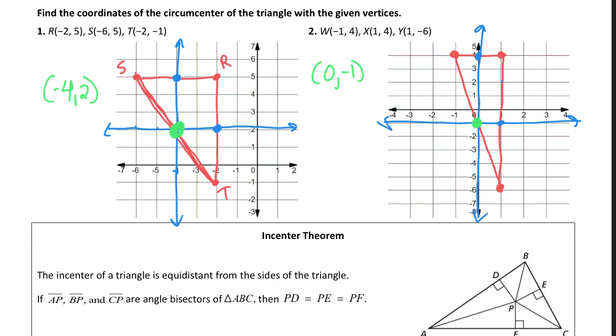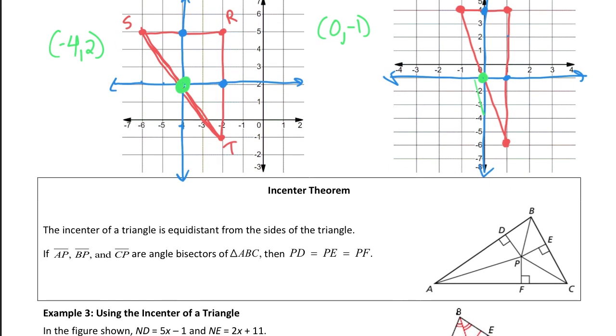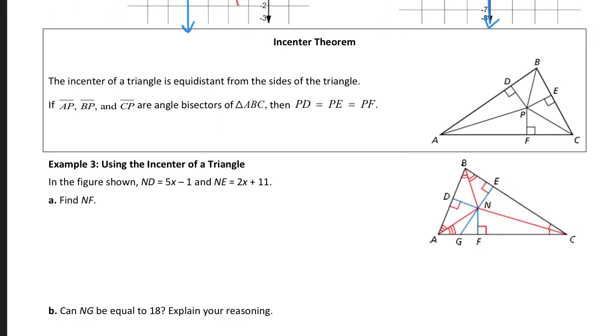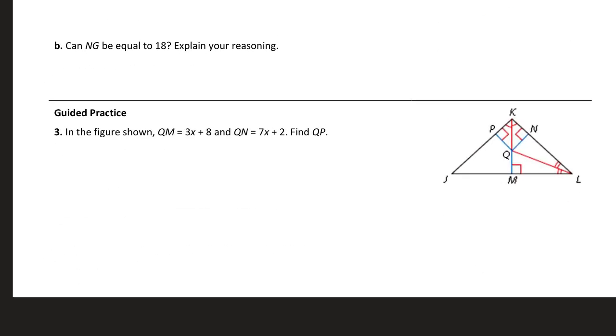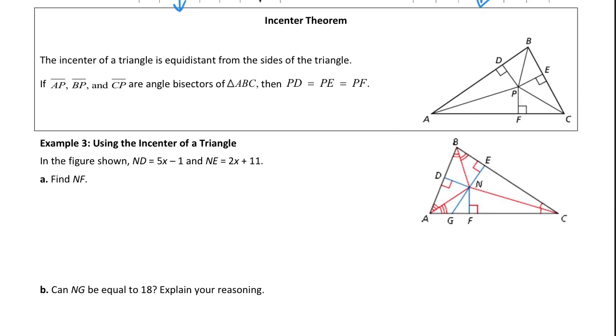It's just understanding perpendicular bisector. It's the halfway point, and it is perpendicular, meets it at a right angle. So that's circumcenter. Now for in-center, I'm not going to have you do any graphing.